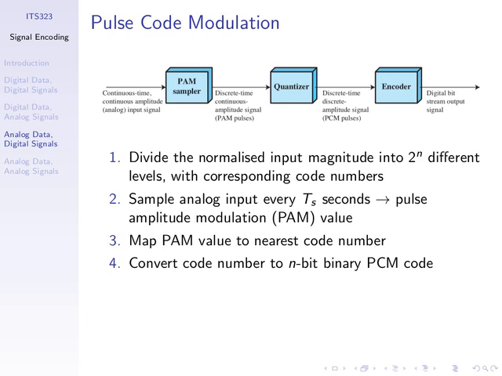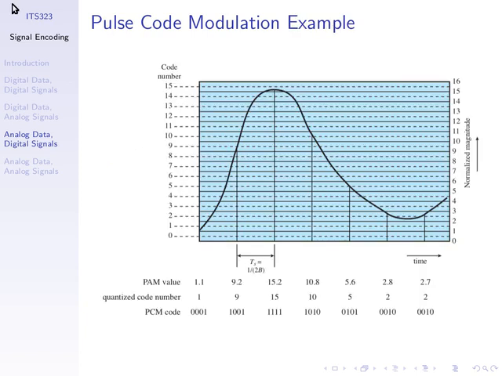We sample the input analog signal or data every Ts seconds, where Ts is the sample period. If the sample period is 1 millisecond, every 1 millisecond I record the value of the input and match that to one of our discrete code numbers. The resulting value is called the PAM value, pulse amplitude modulation value. We get a code number in decimal, and then we convert it into an n-bit binary value, which is called our PCM code. Let's see the example to illustrate that.